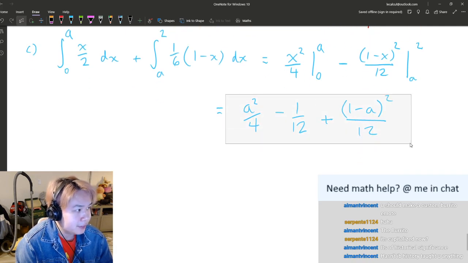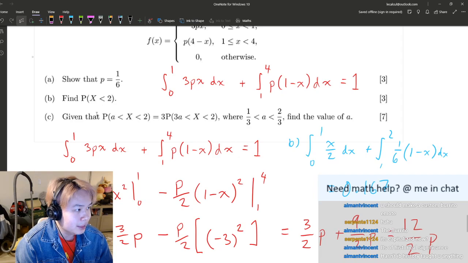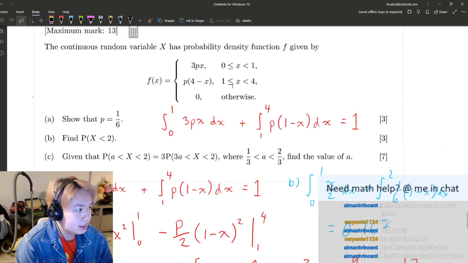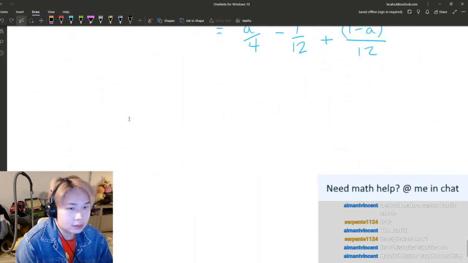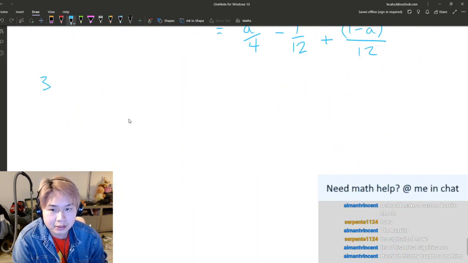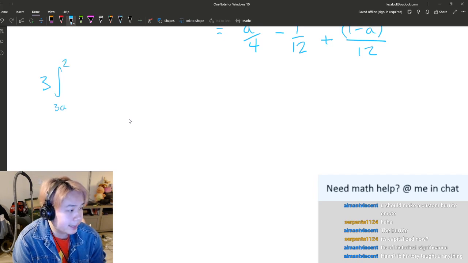Okay, so here's the left expression for this probability. And then we can do the exact same thing over here. Now notice that 3 times a, if I multiply even the lower boundary by 3, then this is between 1 to 2. So I don't need to split this up into 2 different parts, I just use this middle part. So what does this look like then? 3, from 3a to 2.